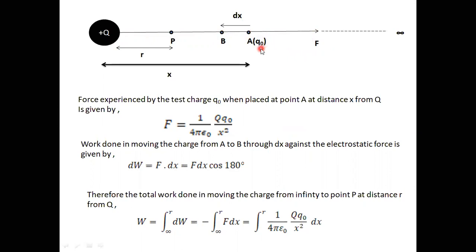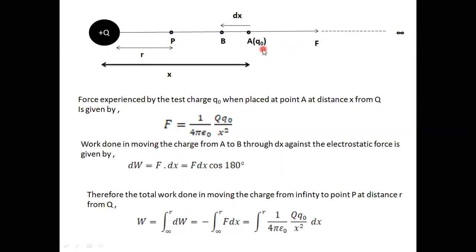Now, let's say you have a certain test charge Q0. This test charge is coming from infinity in this direction, as you can see here, and it reaches point P, capital P, which is at r distance from this source charge. In this way, we will be able to find the potential at this particular point at distance r from this source charge plus Q.